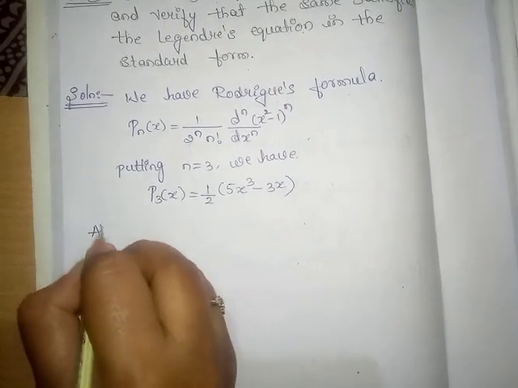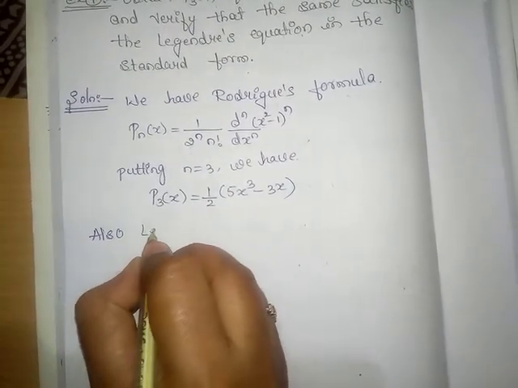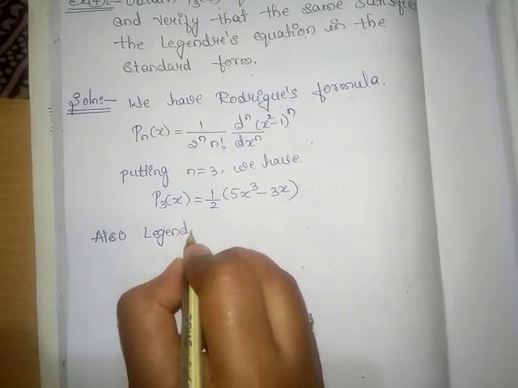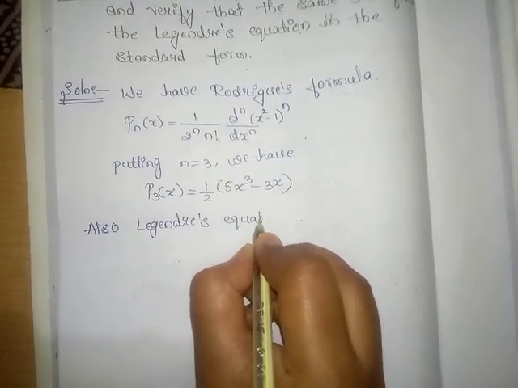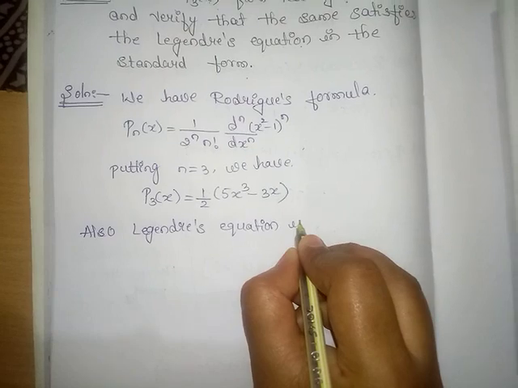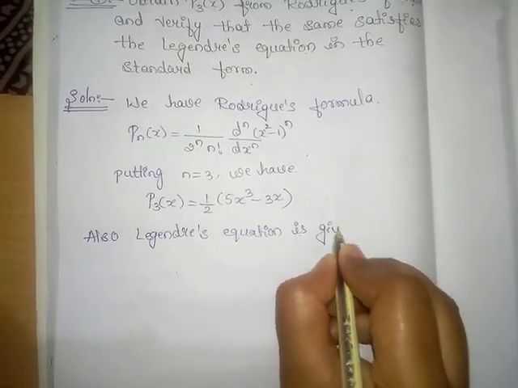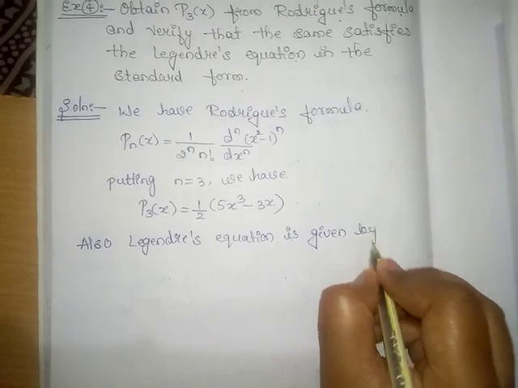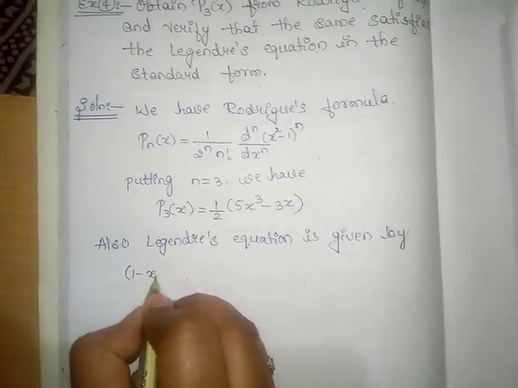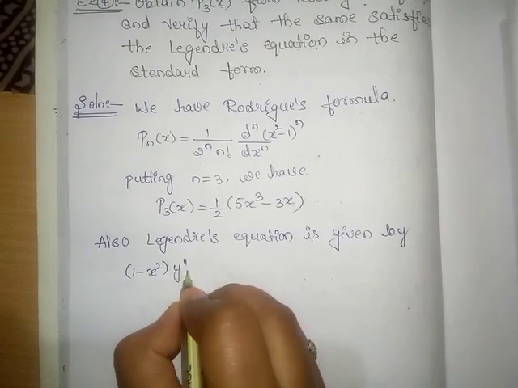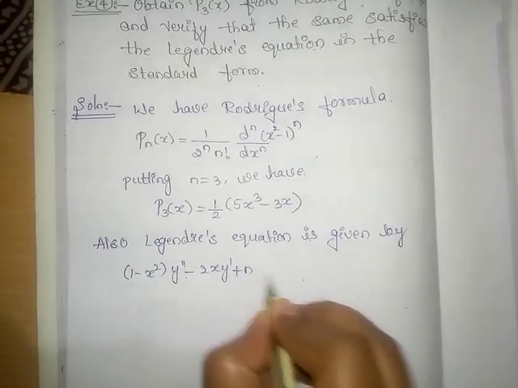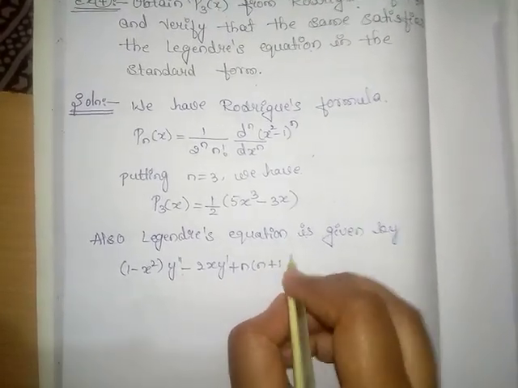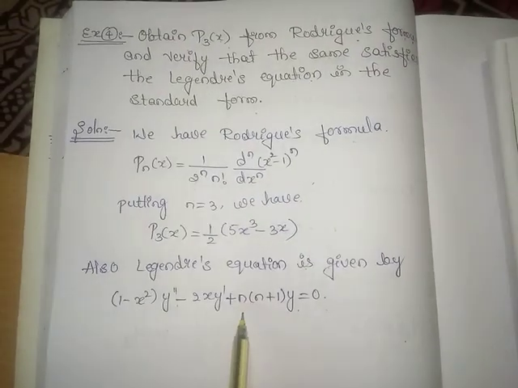Then the next one is also Legendre's equation, which is given by (1 minus x square) y double dash minus 2x y dash plus n(n plus 1) y is equal to 0. This is the Legendre's equation.